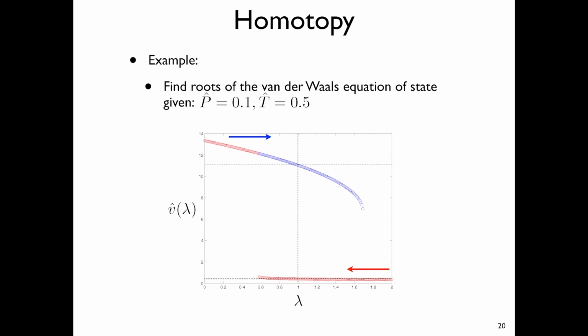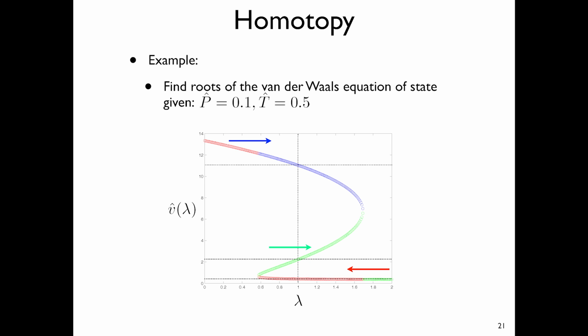And there's no reason to stop at lambda equals 1. So if I keep decreasing lambda, eventually I'll hit another cusp and I'll jump back up to the original solution branch. So I do my homotopy, I vary lambda from 0 to 1, and I find one root. But if I keep going, I might identify a cusp and jump off that cusp.